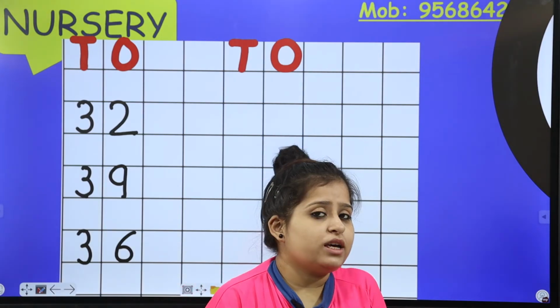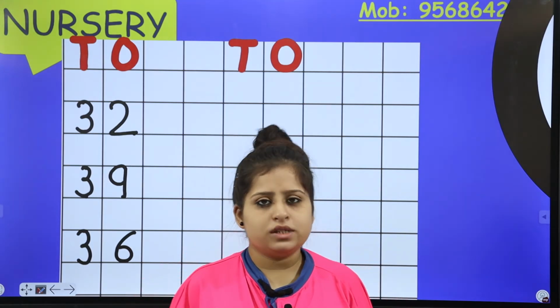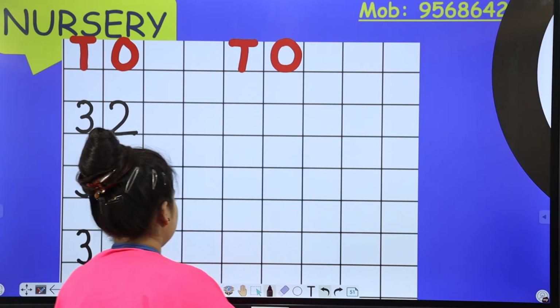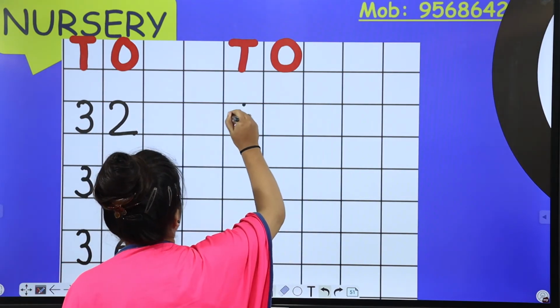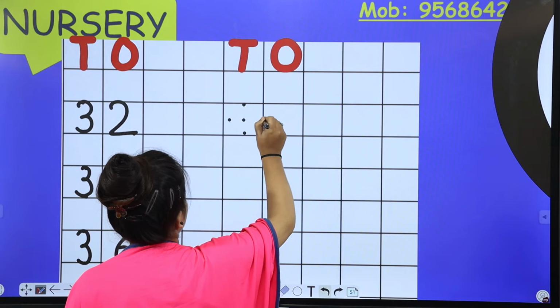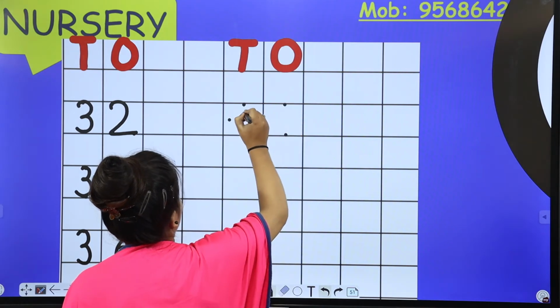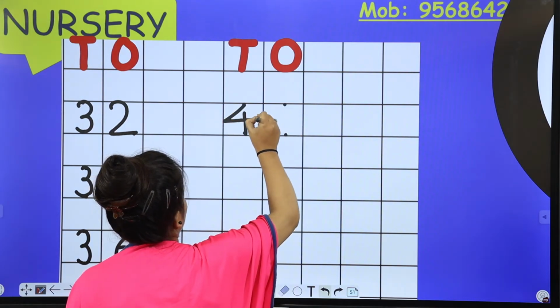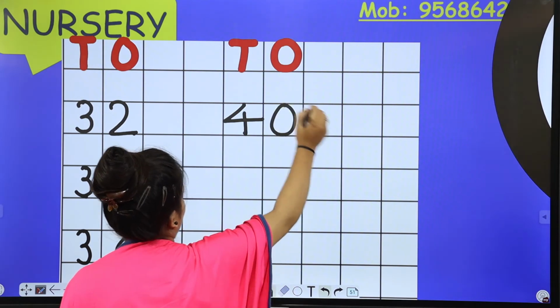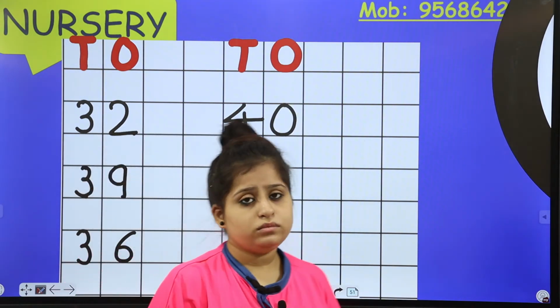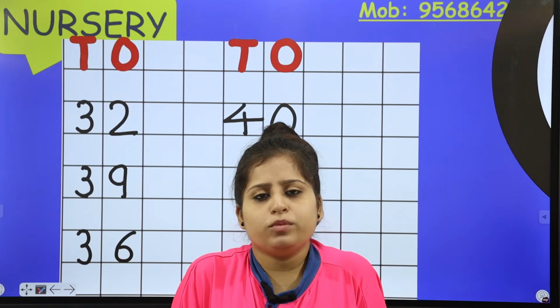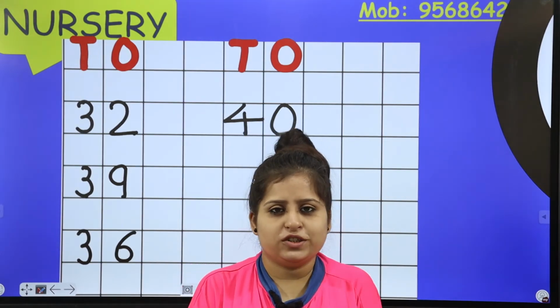4, 0, 40. Jo number aata hai 3, 9, 39 ke baad, that is 4, 0, 40. Yes, you have to write 4, 0, 40. Write it down. Done? Okay, now cross check from the board. 4, 0, 40. Done. Okay, two more numbers. Uske baad finish.